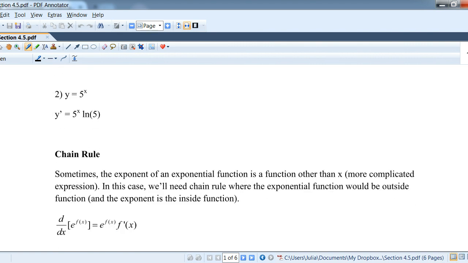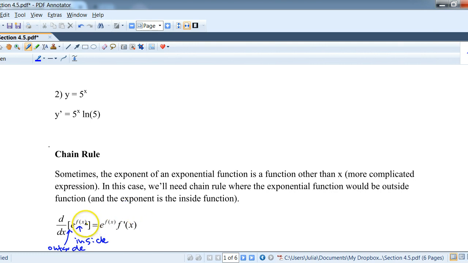Chain rule. In a lot of situations, particularly in applications that we're going to discuss in this section, we have not just e to the x or a to the x, but we have e to a function, and so on. So how would we use chain rule in this case? If we think about f of x as the inside function, literally inside of the exponential, and the exponential would be the outside function. So again, let me write this as outside.